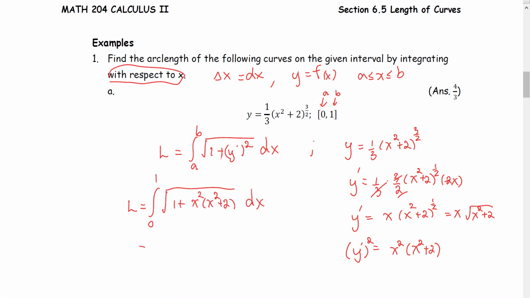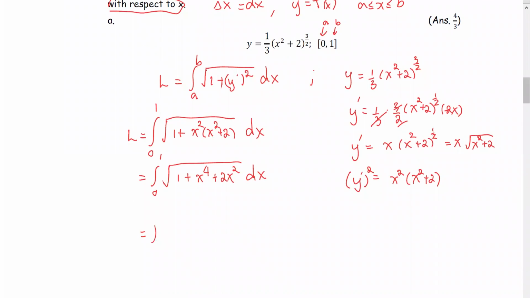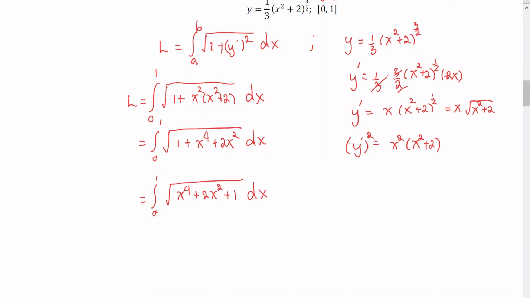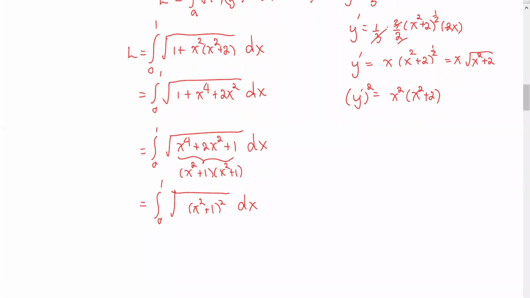With respect to x, what we have to do is simplify the integrand, the square root of 1 plus x squared times (x squared plus 2). We get the square root of 1 plus x to the fourth plus 2x squared. If we rewrite it in order, we have the square root of x to the fourth plus 2x squared plus 1. You see these three terms can be factored as (x squared plus 1) times (x squared plus 1), or the perfect square (x squared plus 1) squared. Within the radical, the square root and square cancel each other, so the integrand becomes just x squared plus 1 with respect to x.